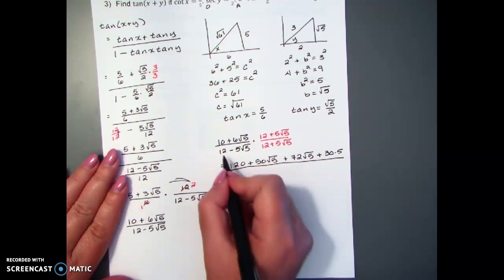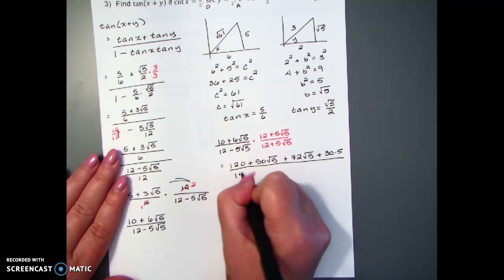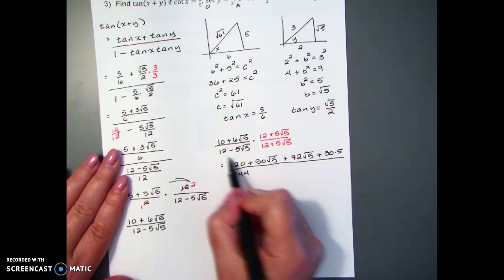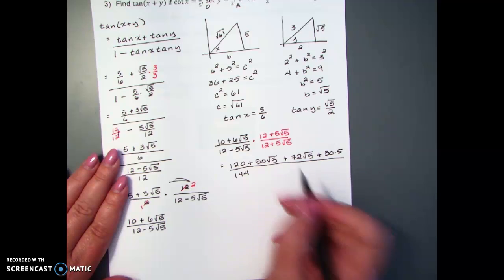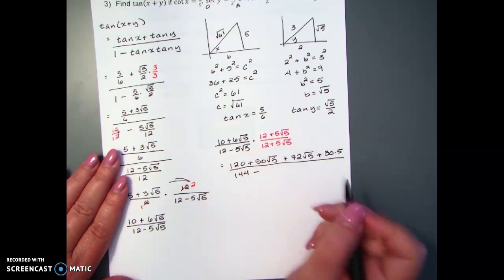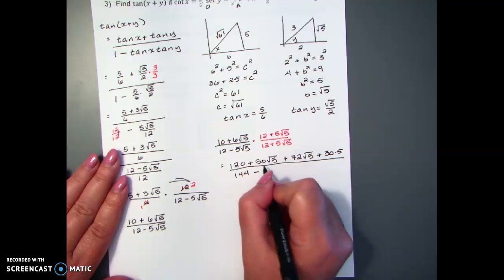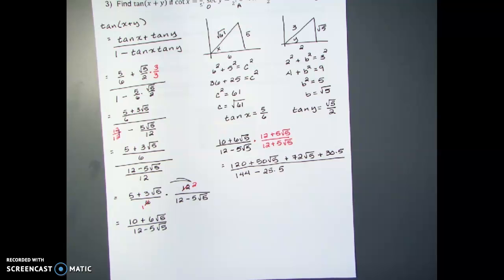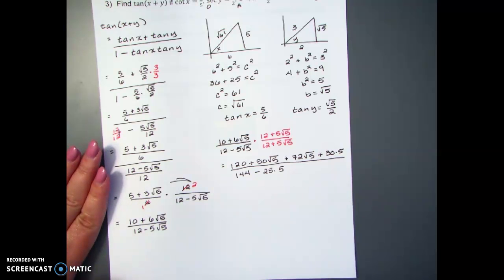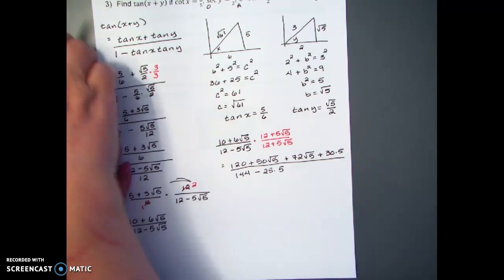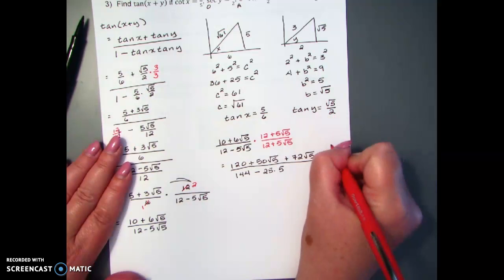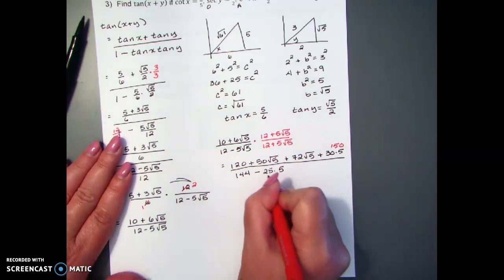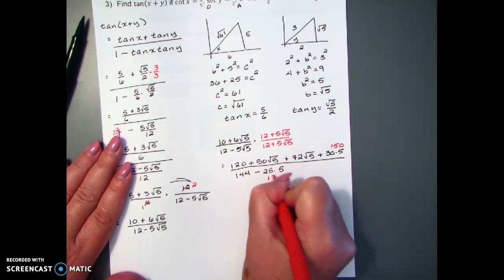So in the denominator, we get 12 times 12 is 144. And then the outer and the inner are going to drop out. And so then we get minus, and then 5 root 5 times 5 root 5 is going to be 25 times 5. So 5 times 5 is 25, and root 5 times root 5 is just 5. So cleaning this up, we notice that 30 times 5 is 150. And down here, 25 times 5 is 125.